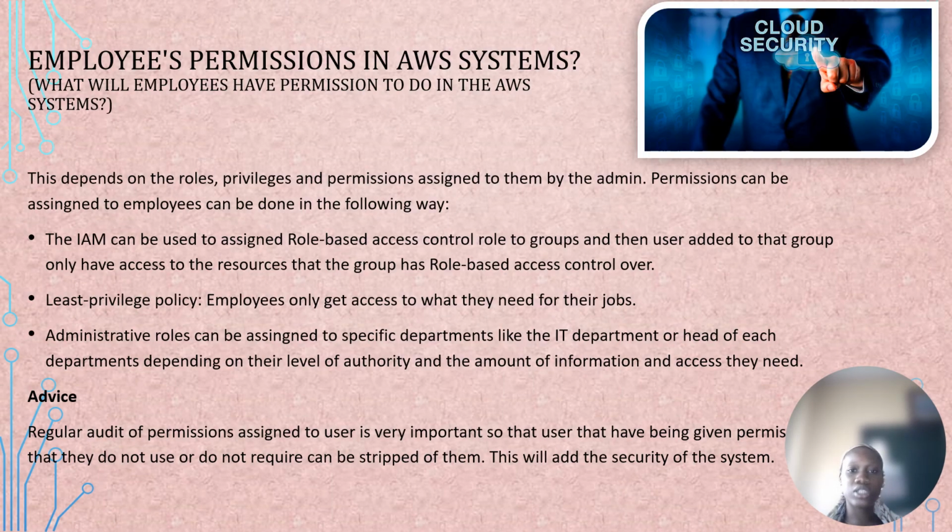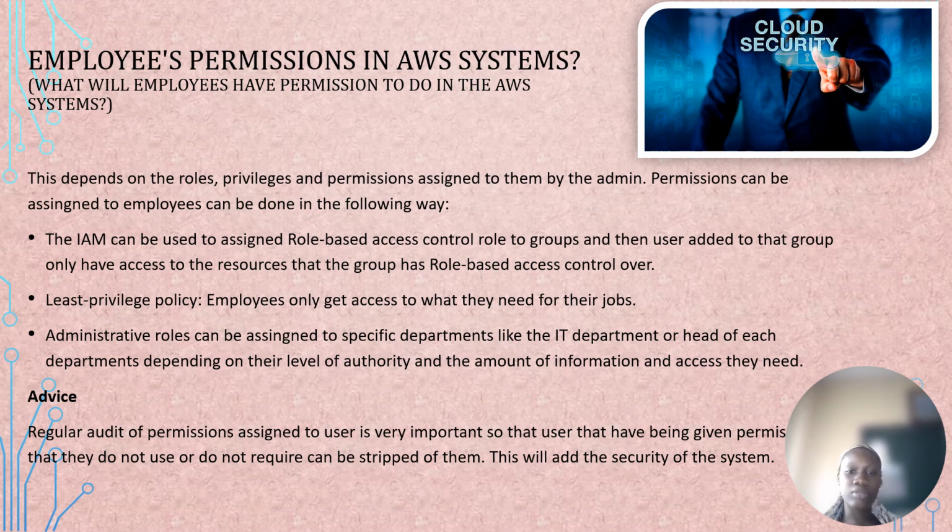So we're going to discuss next the employees' permissions in AWS systems. The question I want to answer is what will employees have permission to do in the AWS system? This is very important because depending on the roles they have, the privileges assigned to them by the admin will determine the permissions they have, the activities they can carry out on the cloud resources.